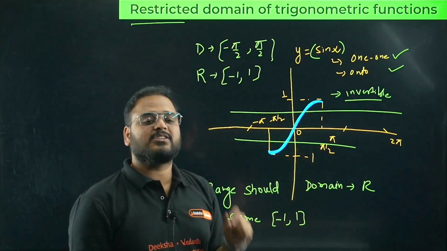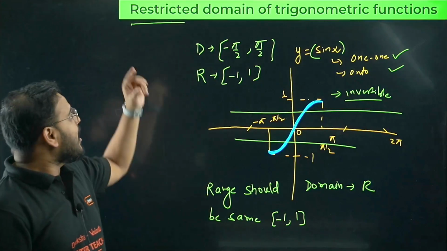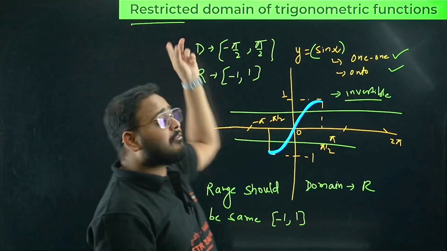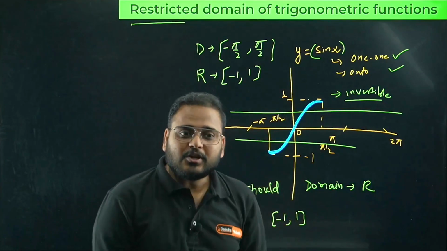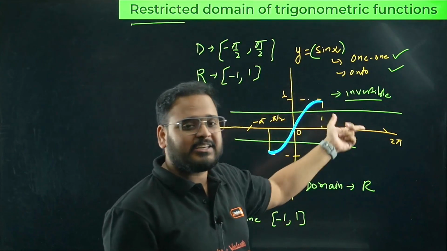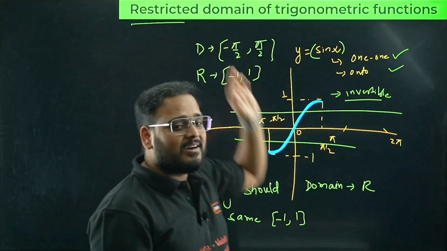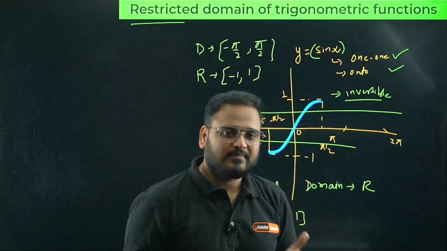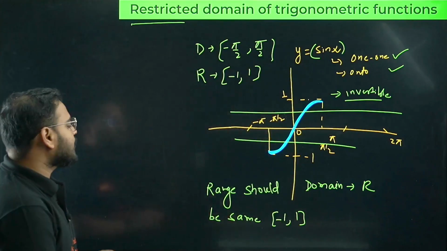But this slide was only to inform you how we get a restricted domain and why we need that. That also is very important. Why do we need that? To make that inverse happen, we have to make it bijective. Hence, we are doing the restriction on the domain. Is that clear? Okay. So please have a look.